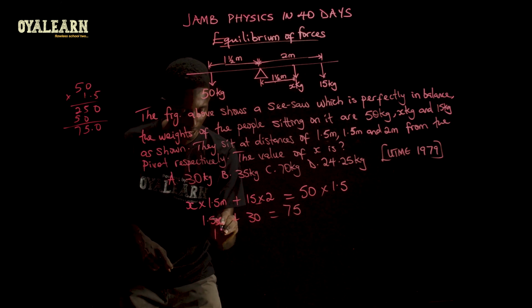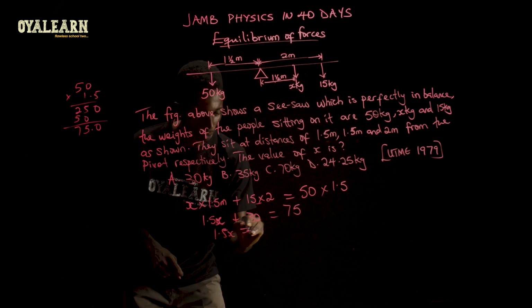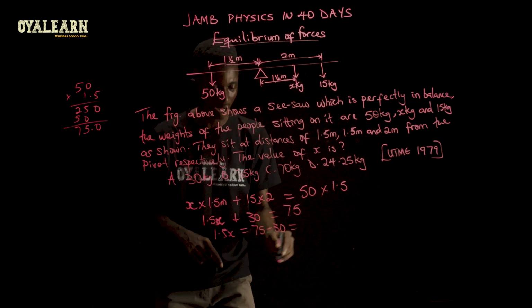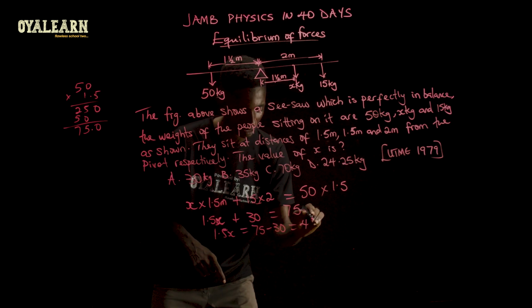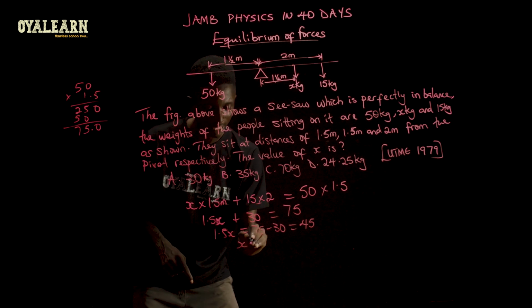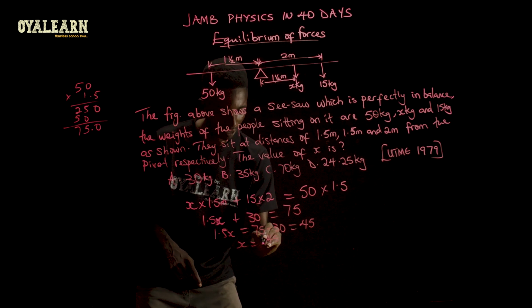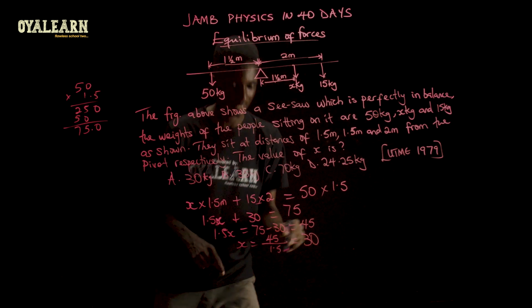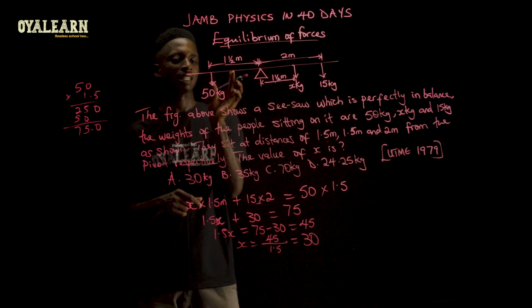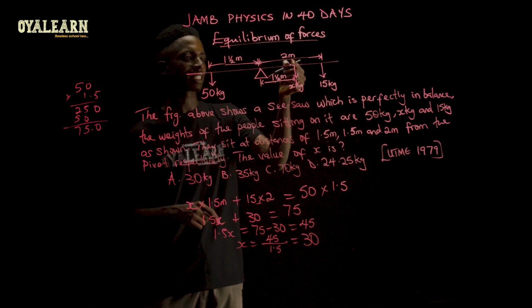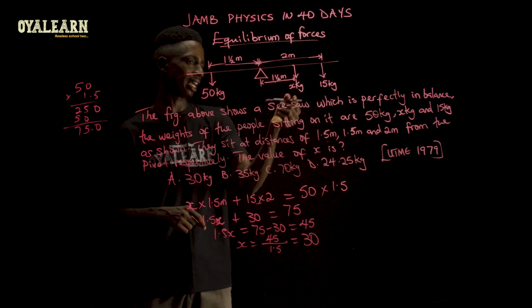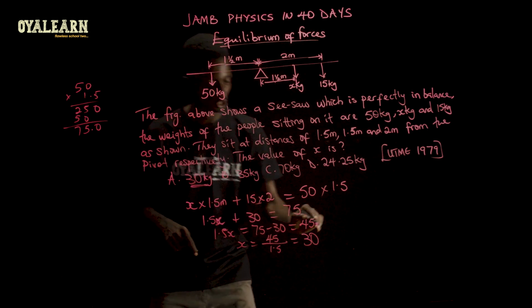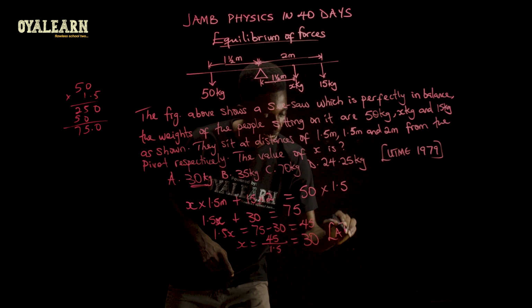Now from here we can say 1.5x equals 75 minus 30. That is what we'll have here, 45. Now x becomes 45 divided by 1.5, and that will give us 30. So that tells us that the mass of the person sitting at this point, which is x kg here, is therefore equal to 30 kg. So we pick option A.